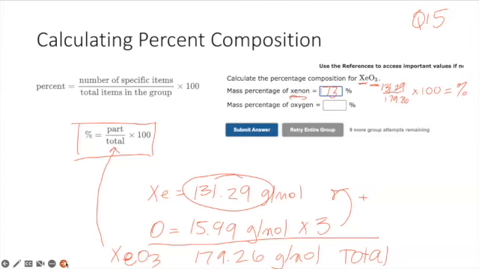The mass percentage for oxygen. So again, my total is the same. I can put the same number on bottom. This time, I want to put not only 15.99, but, and I'm going to use the word total here, but it's misleading, the total amount of oxygen, which is 15.99 times 3.